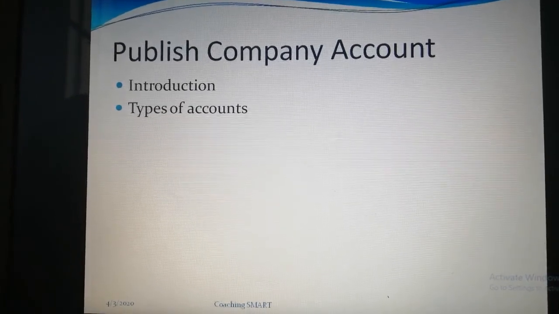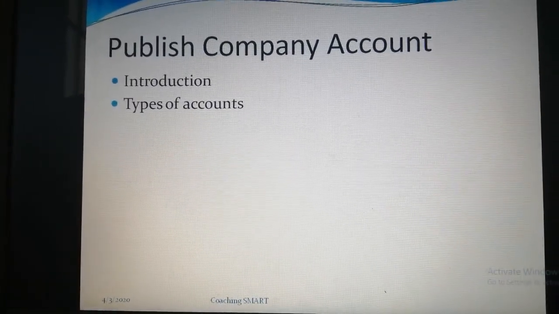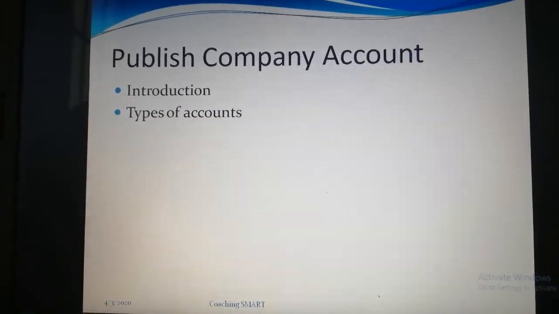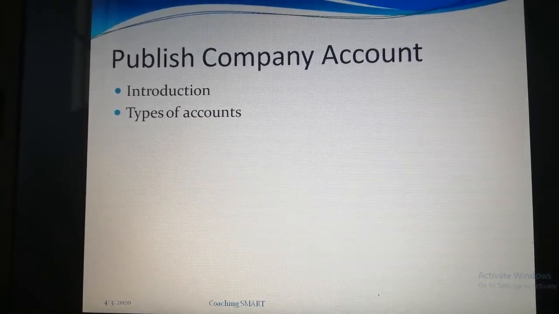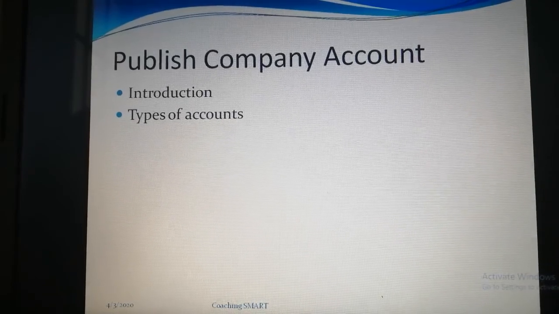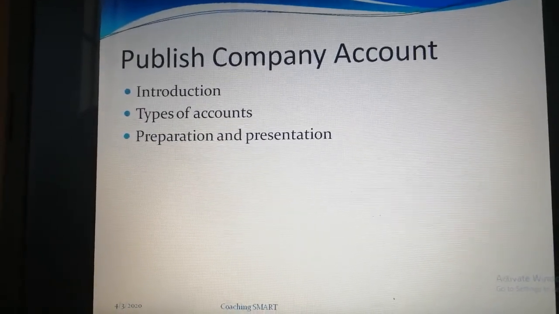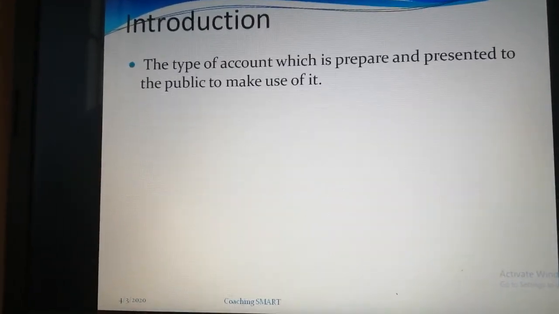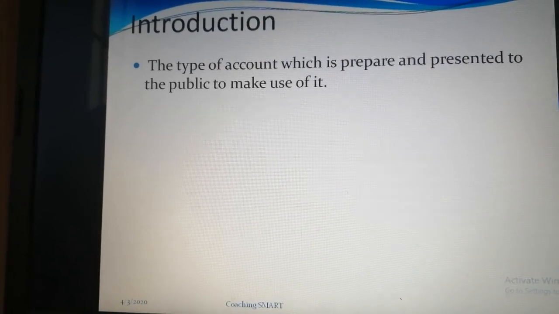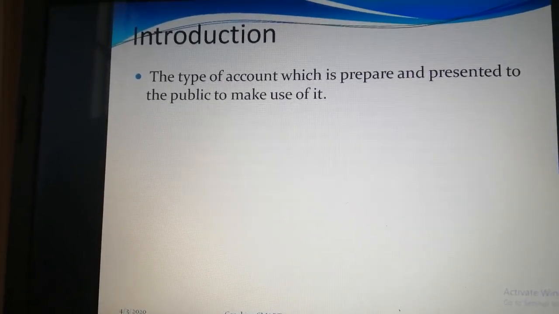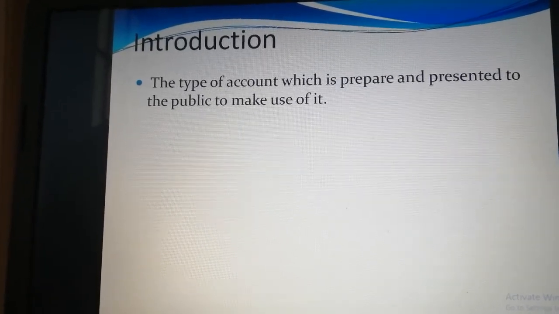Welcome to another lesson. Today's lesson is on published company account. The areas that we are supposed to cover in published company account are introduction, types of account, preparation, and presentation. We start with the introduction. What is published company account? The type of account which is prepared and presented to the public to make use of it.